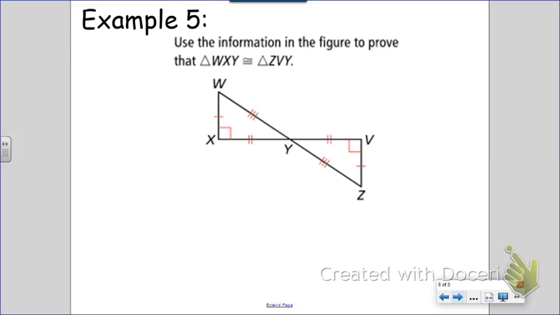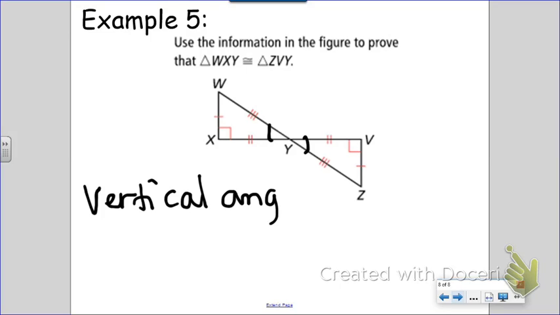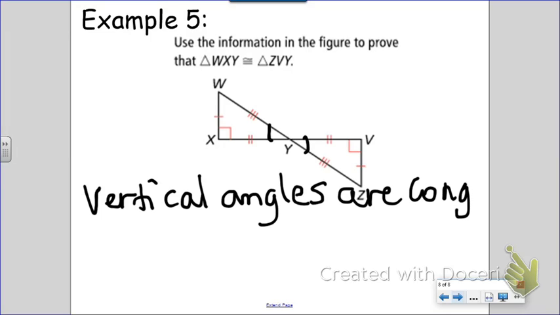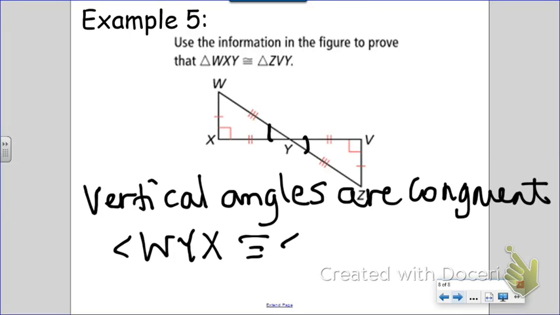In our last example, we're showing that the triangles are again congruent. We already have the three sides marked congruent. We know that by vertical angles, or the vertical angle theorem, that those two angles I just marked are congruent. Therefore, angle WYX is congruent to angle ZYV.